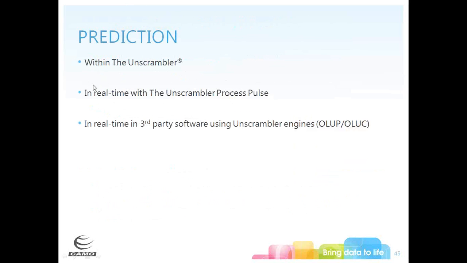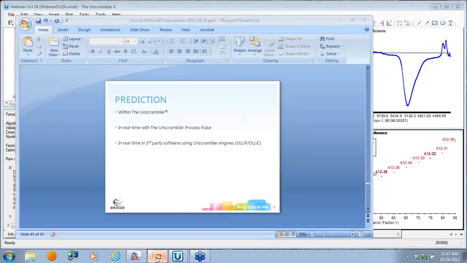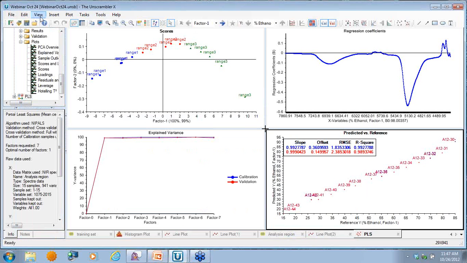So we can do prediction within the Unscrambler itself, which I will illustrate to you, or indeed in some of the products that Tracy mentioned. We can do real-time prediction using the Unscrambler Process Pulse, a standalone real-time analysis software, or in third-party software that has our engines embedded in it. But let me show you doing a prediction within the Unscrambler for our test set.